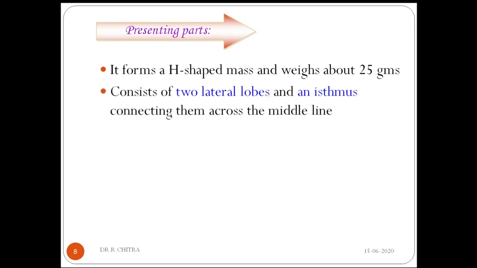It has two lateral lobes and one isthmus connecting them across the midline. The measurements of each lobe are length 5 centimeter, breadth 3 centimeter, and thickness 2 centimeter. So it is shield shaped, with two lateral lobes and a central isthmus. That is the shape and parts of the thyroid gland. We will see now the lobes and isthmus separately.